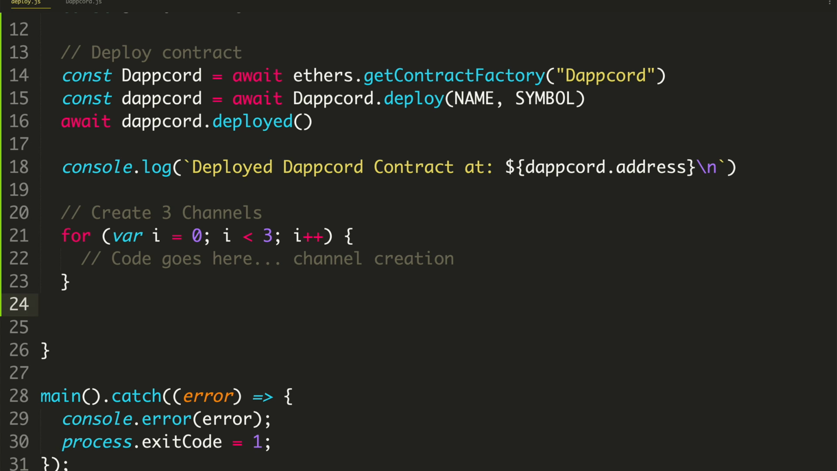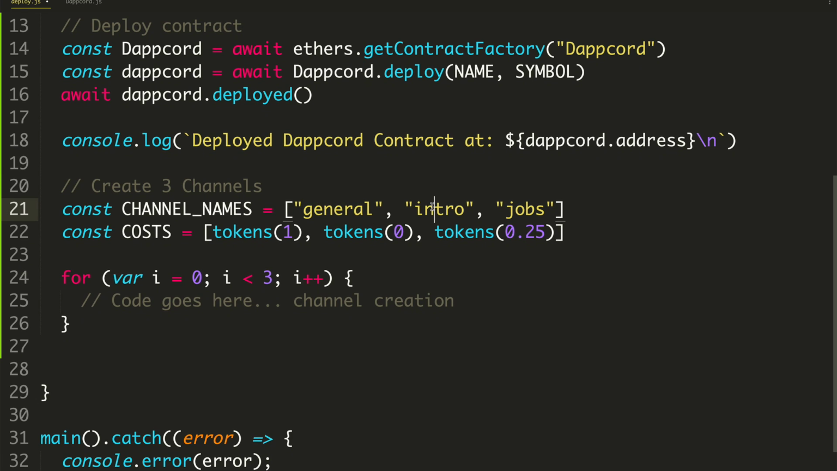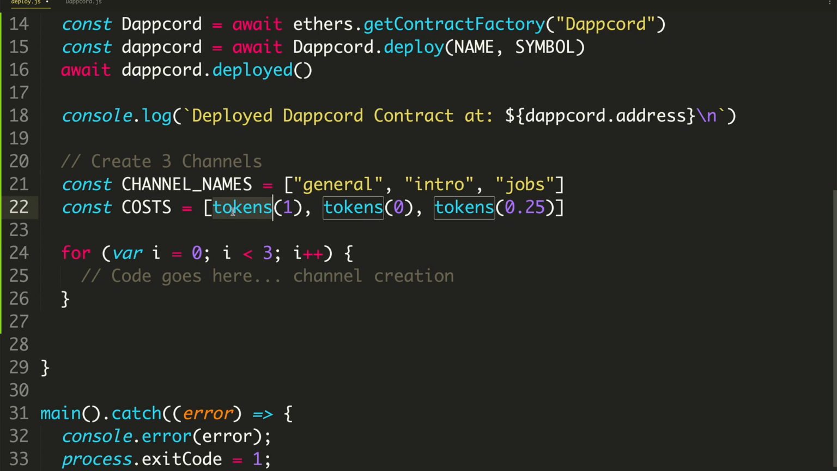And so how do we create a channel? Well, we're going to create some parameters here. We're going to create some variables: channel names, general, intro, jobs. These will just be arrays. And then costs: tokens 1, tokens 0, tokens 0.25. So this will be a free channel for the intro channel. General will cost 1 ether, and then jobs will be 0.25 ether. This is just the Discord channel names. And then inside of here, we're going to do this.